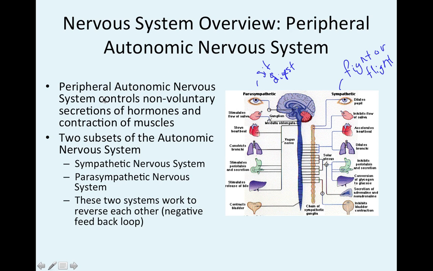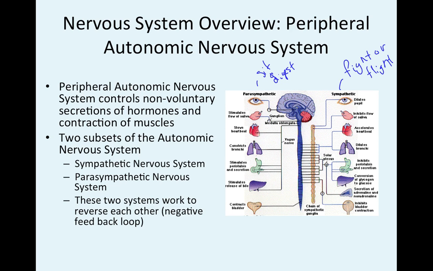Now, our autonomic nervous system gets again broken down into two subcategories, which are the sympathetic and the parasympathetic autonomic nervous systems. And these systems work to reverse each other. Now we're going to go in more depth on this, but I'm just giving you an overview. If you've ever heard of the fight or flight or the sit and digest, these are two systems that our body basically responds to.